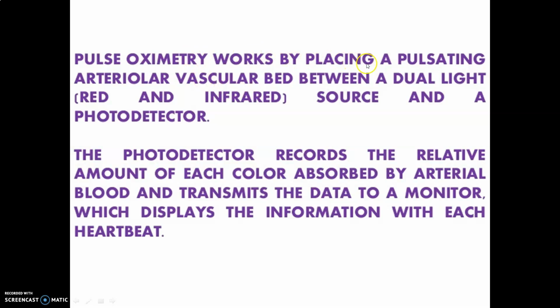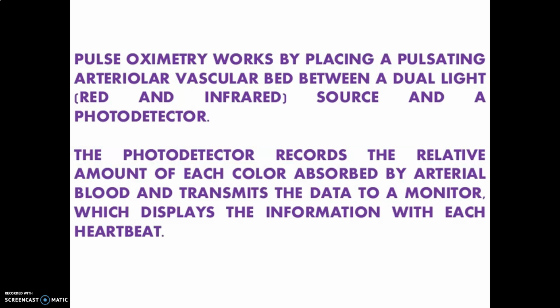Pulse oximeters work by placing a pulsating arteriolar vascular band between a dual light source, red and infrared, and a photodetector. That is, the finger probe is placed so that this pulsating vascular band lies between the red and infrared lights, and there is one photodetector as well.